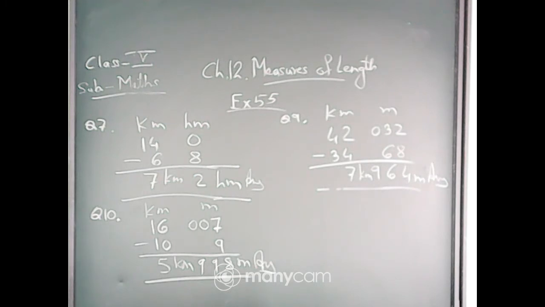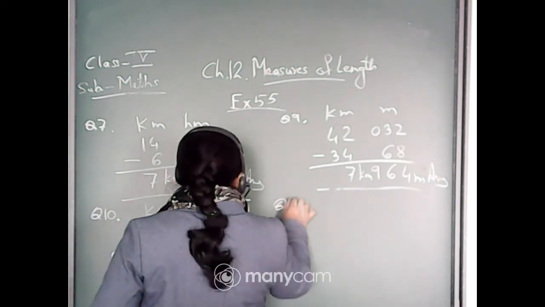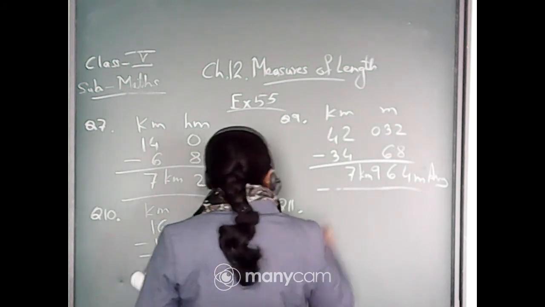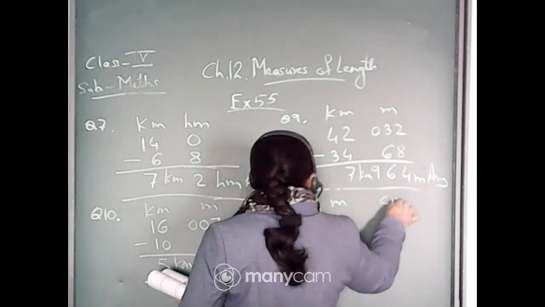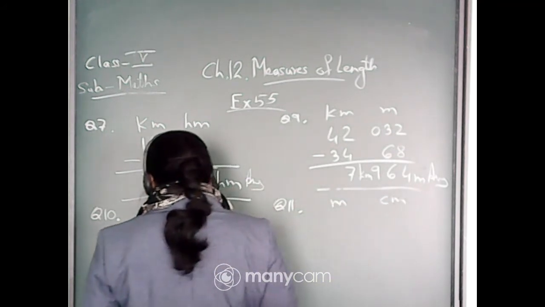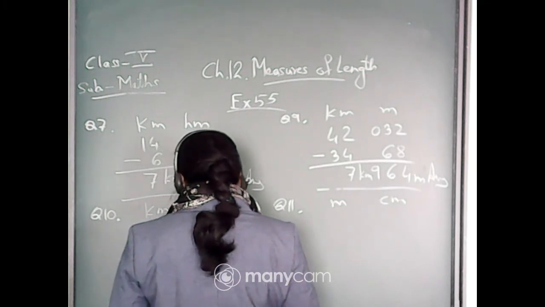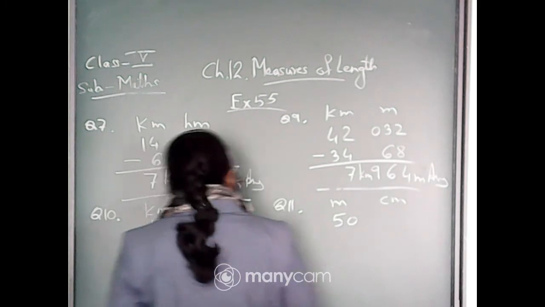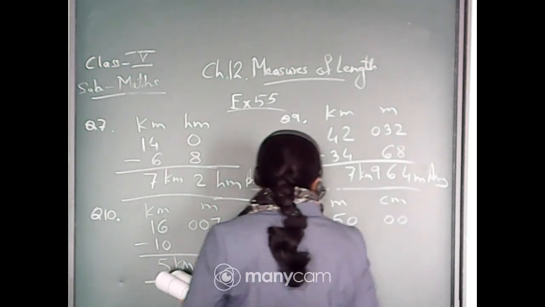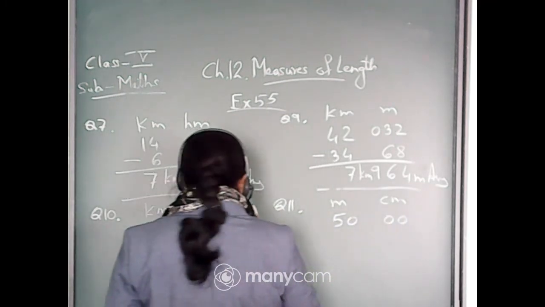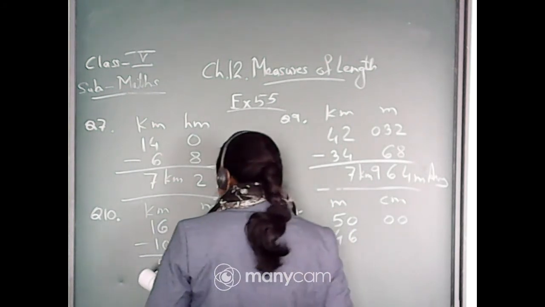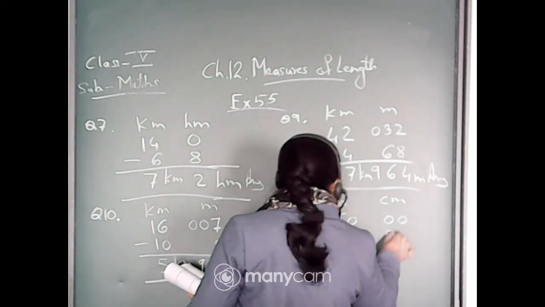Now you do number 11. Number 11 is meter and centimeter. So this question is related to meter and centimeter. The centimeter part is not given for 50, so you will write 00, as 1 meter is equal to 100 centimeter. And the next one given is 46 and 85 centimeter.